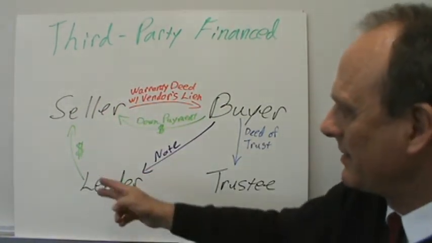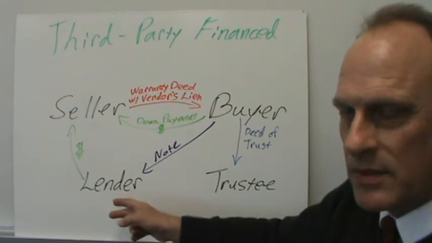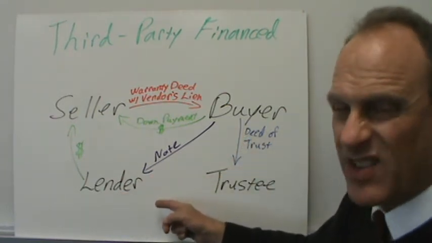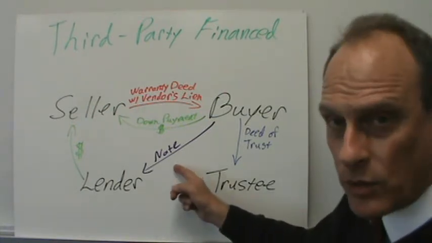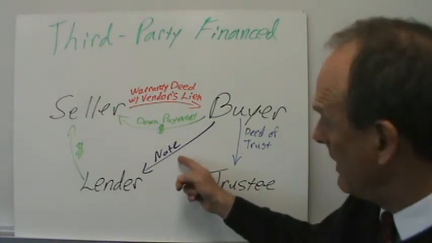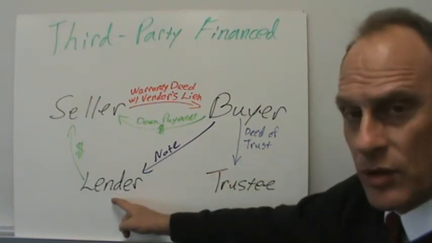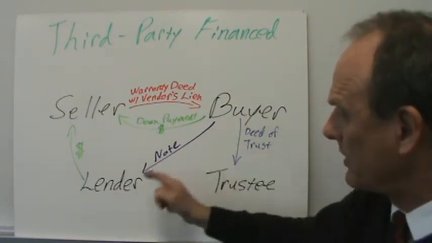Well, the lender's just not going to do that without what? The promissory note. The buyer has to promise the lender, I'll pay you back. It's an IOU. This is the promissory note or the real estate lien note. So the buyer signs the note and gives it to the lender. These are the two parties on that document.